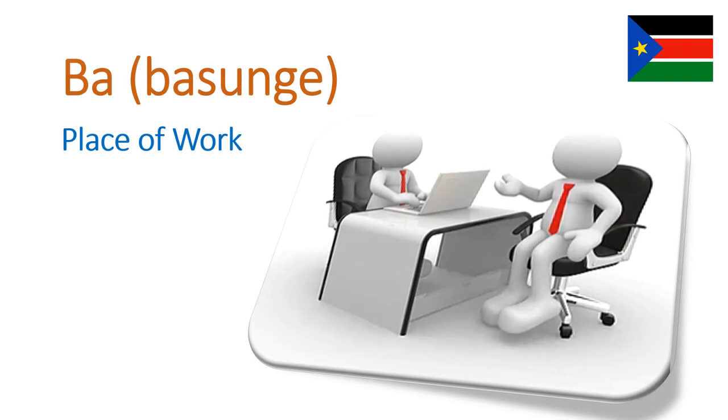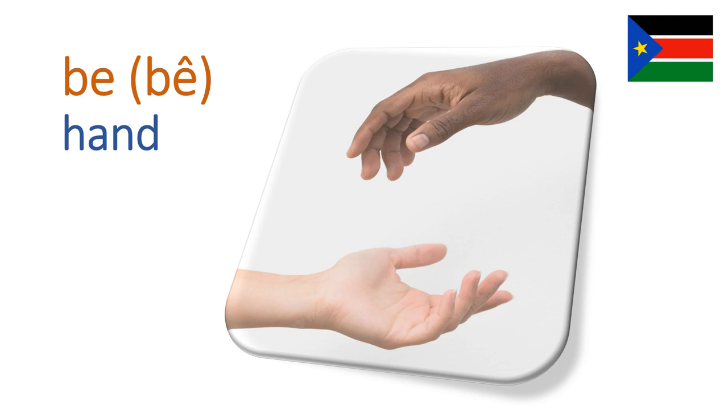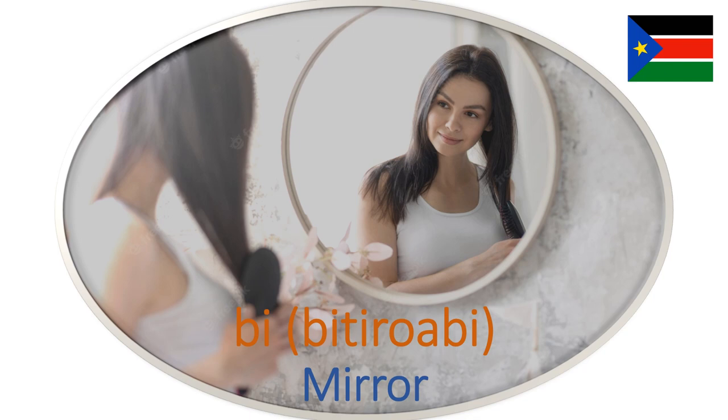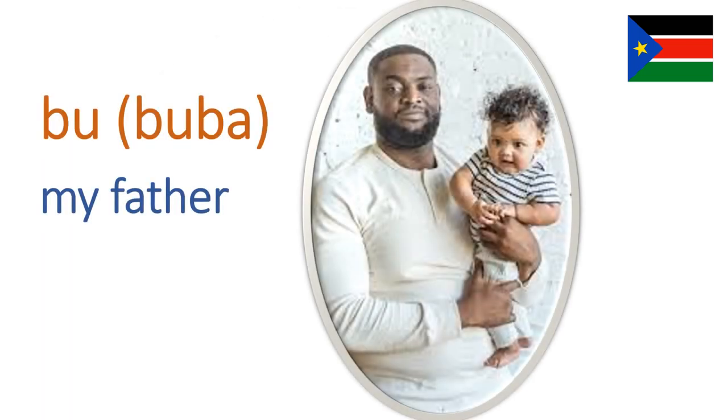B. Basunge. That is a place of work. Bea, that is hand. B, bichirobi, that is mirror. Bo, boro, that is a human being or a person. Bu, buba, my father.